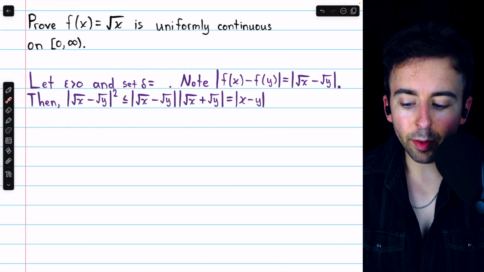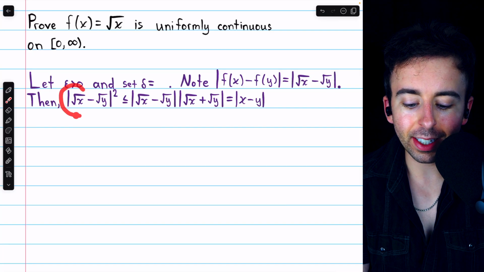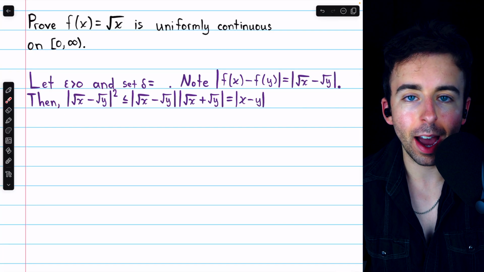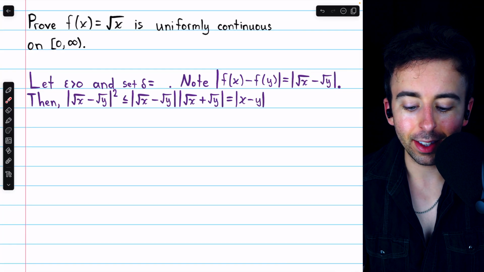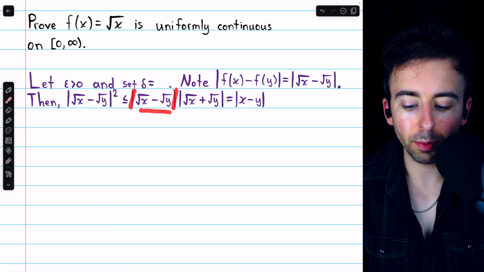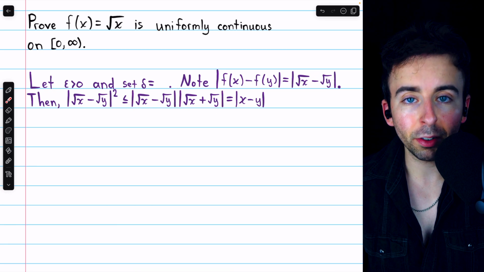Now, in an effort to eventually get rid of these square roots, we're actually going to consider the square of the absolute value of root x minus root y. Certainly, this is less than or equal to the absolute value of root x minus root y times the absolute value of root x plus root y.